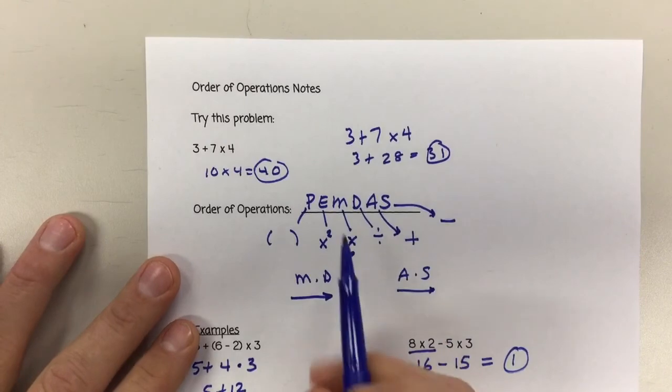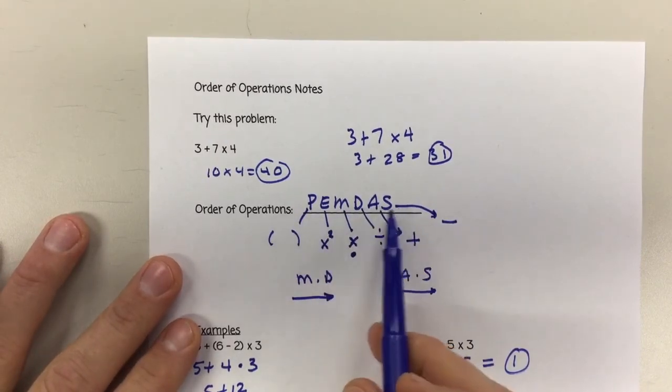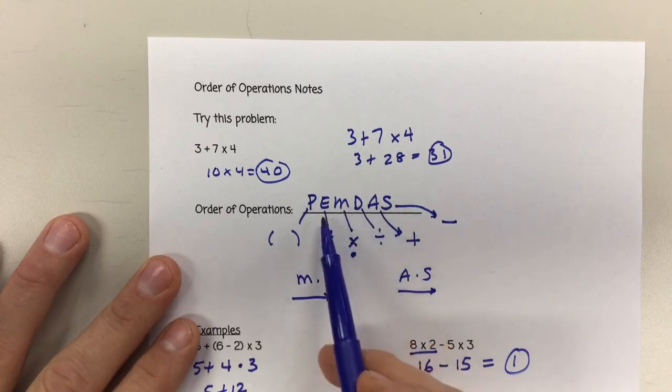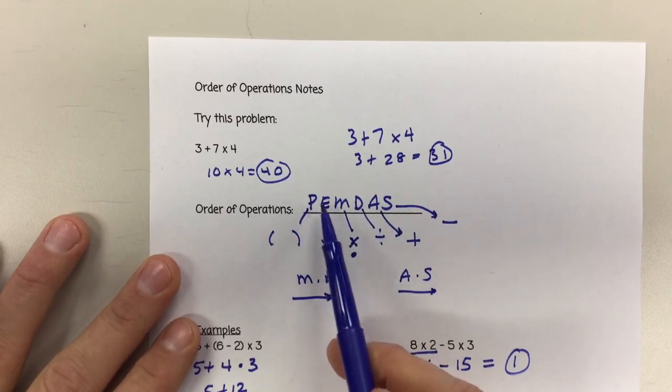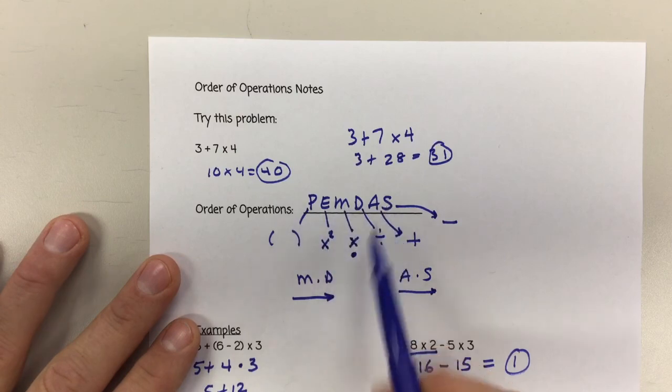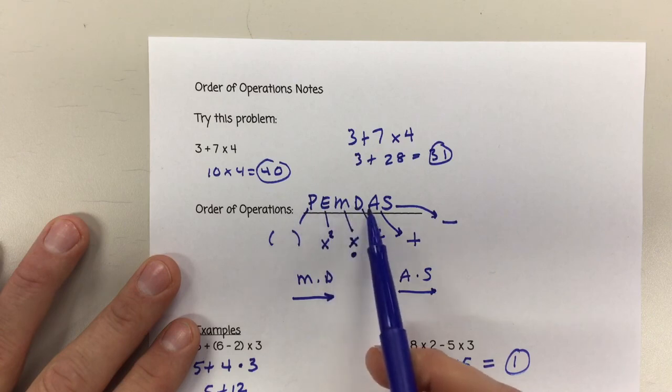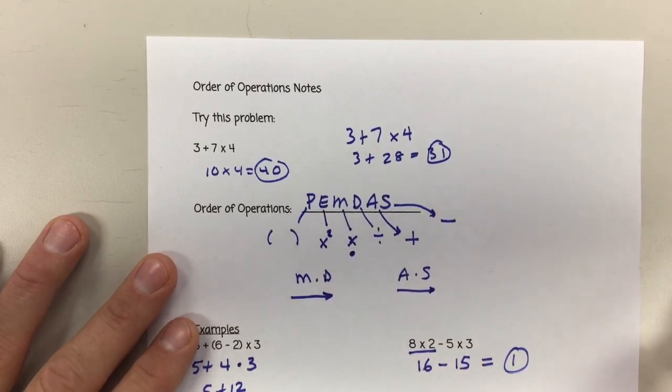So just keep in mind, we are using the order of operations. The reminder is PEMDAS. And the way to remember the letters, there's also a little rhyme that says, please excuse my dear Aunt Sally, if you forget the order. Please excuse my dear Aunt Sally. And that will take care of any problem you need to do.